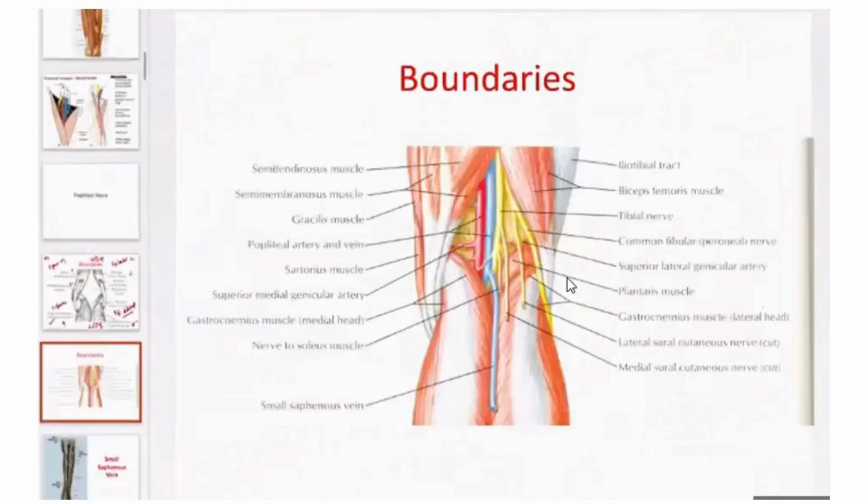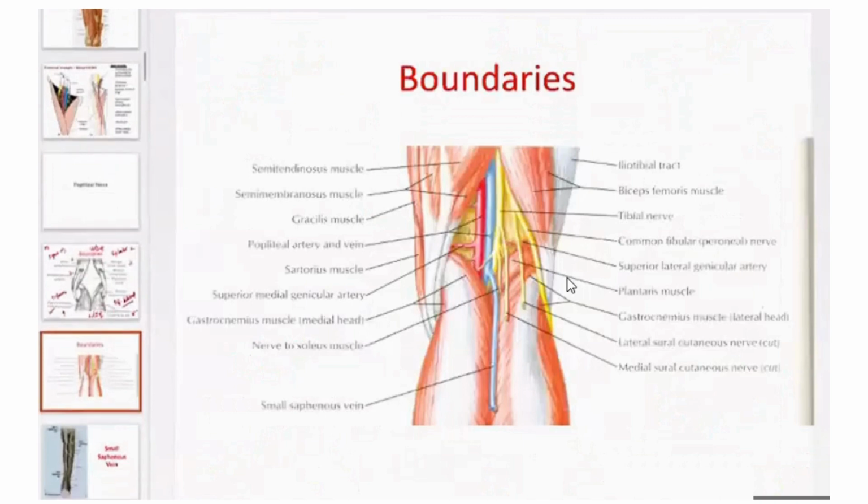As far as the roof is concerned, the roof is covered by skin, superficial fascia and deep fascia. Here the fascia is the popliteal fascia. The arrangement of the structures in the popliteal fossa are: sciatic nerve, which is dividing into common peroneal nerve and tibial nerve. The femoral vein is deeper, and the popliteal artery is very deep.